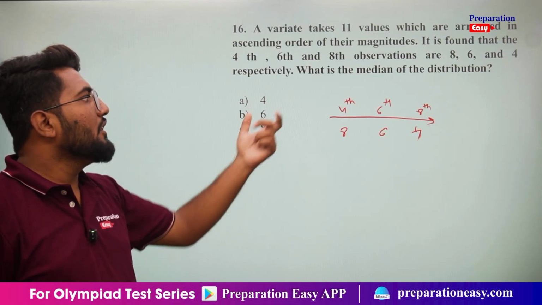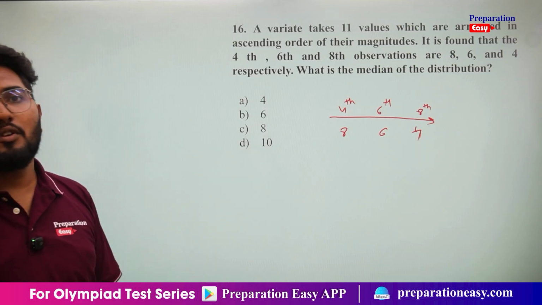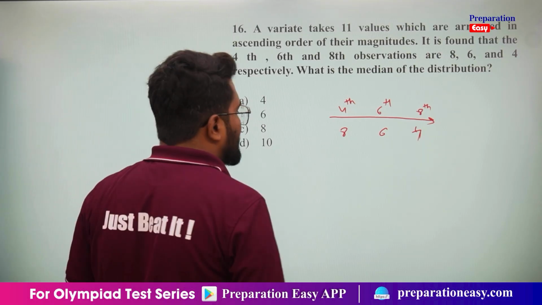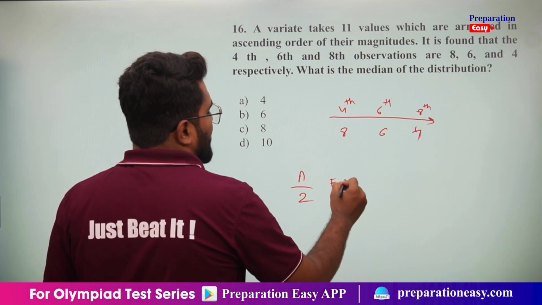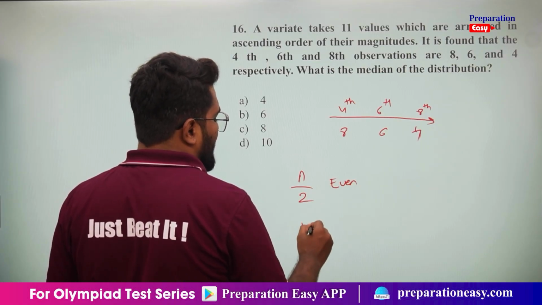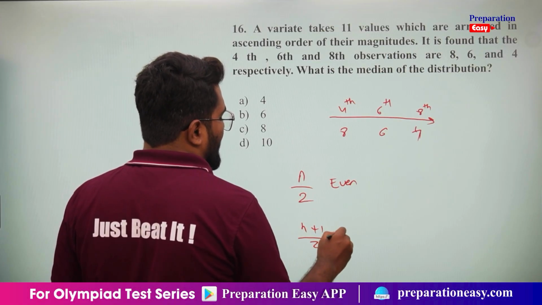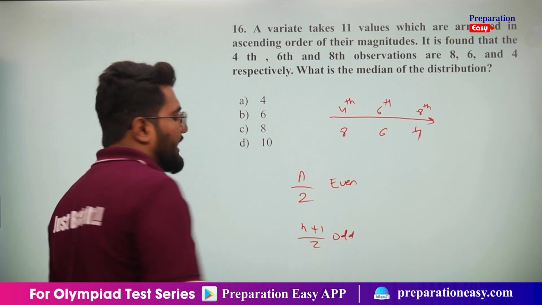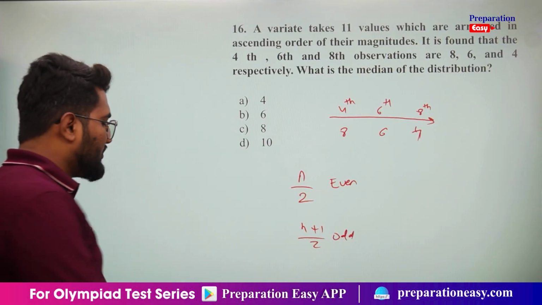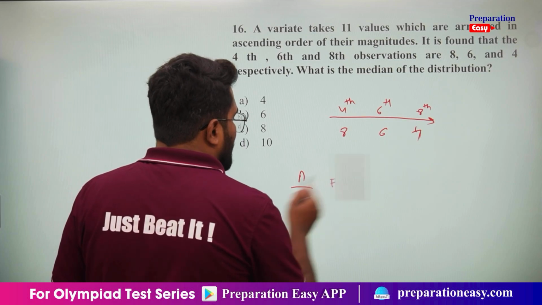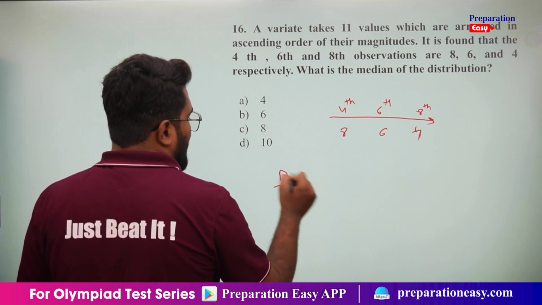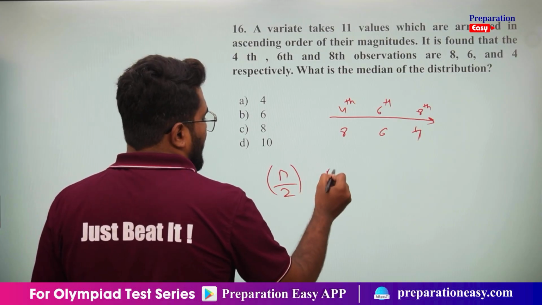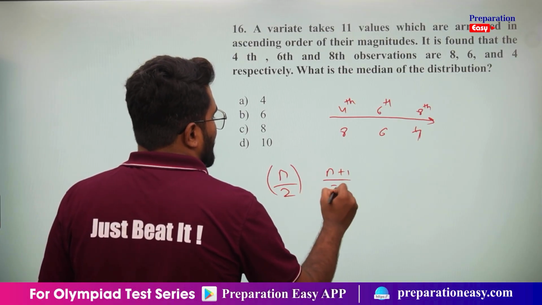So let's solve. What is the median? What is the formula for median? The formula for median is n divided by 2 if even numbers are there, and n plus 1 divided by 2 for odd. What is n? N means total number of values. n by 2 for even and n plus 1 by 2 for odd.